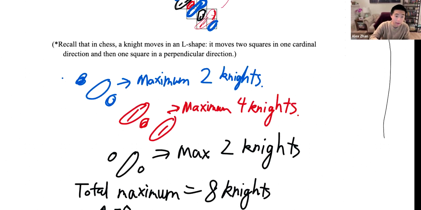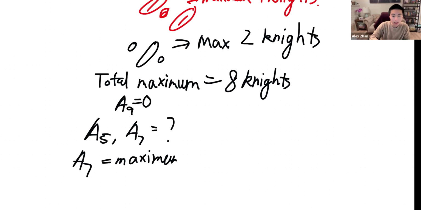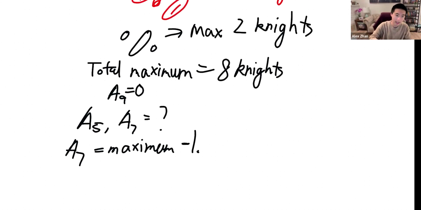So let's talk about A5 and A7 then. A7 is equal to, well, the maximum minus 1. In other words, you basically just have to remove 1 knight from the maximum. Okay, so let's talk about how to do this. First of all, let's talk about how to make 8 knights.